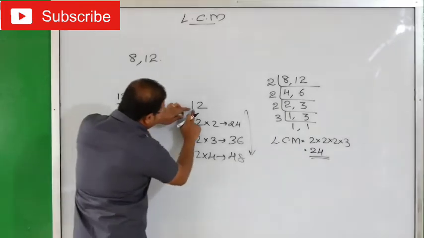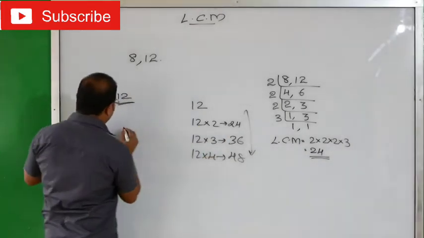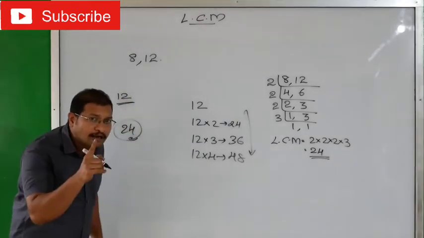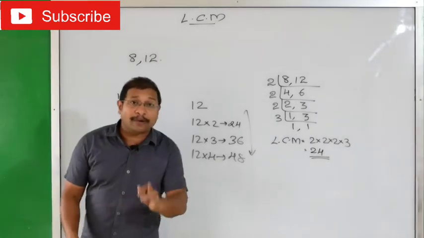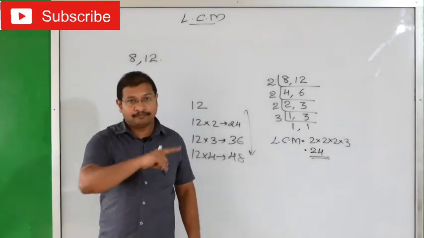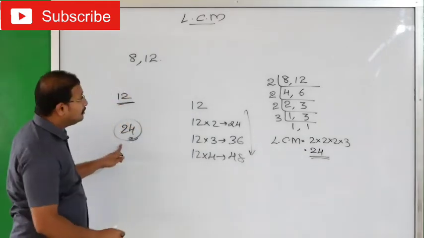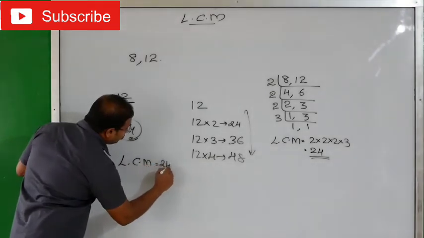Now the next one, 12 twos are 24. 24 we will take now. 24 we will try by 8. 8 threes are 24. So you can divide 24 by 8 without remainder, isn't it? That means 24 is your LCM. So the LCM is 24.